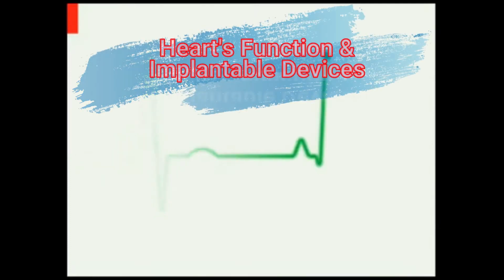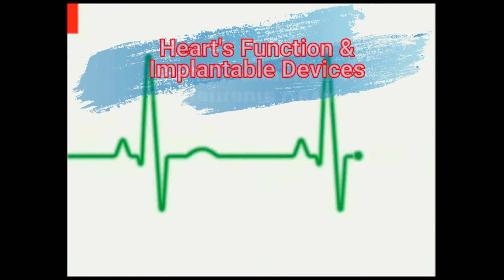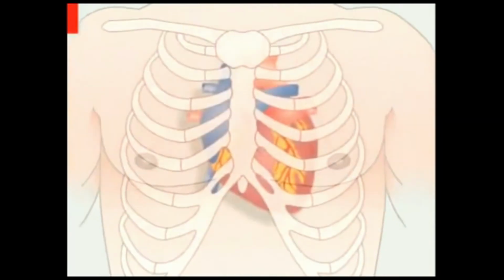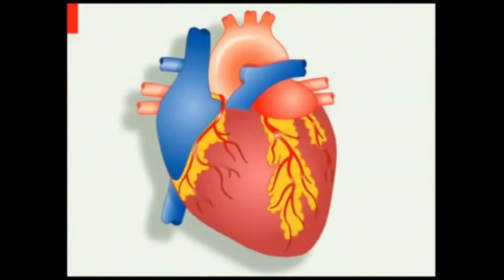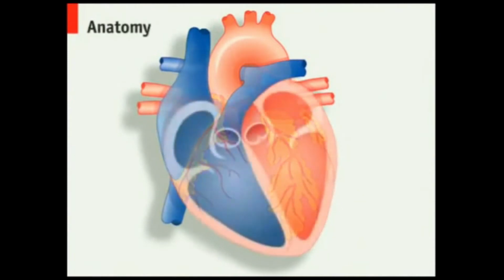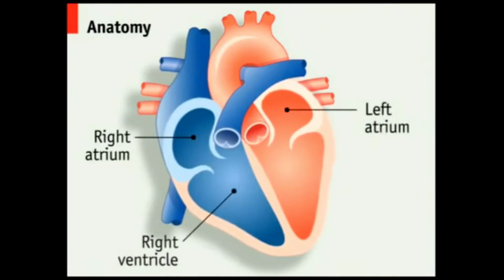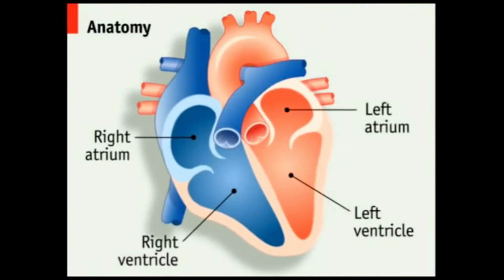In this video, let us see about the heart's function and implantable devices. First, let us discuss the anatomy of the heart. The heart is divided into four chambers: atrium and ventricle, right atrium and left atrium, right ventricle and left ventricle.